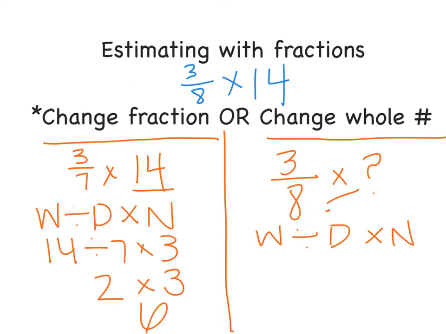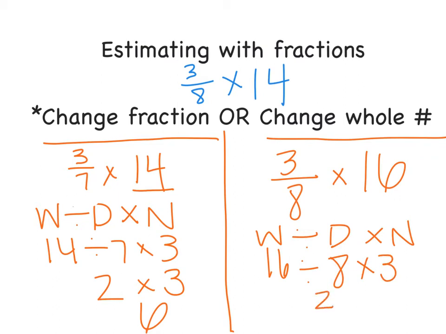So if I changed this whole number from 14 to 16, I could do 16 divided by 8 times 3. 16 divided by 8 is 2, times 3 is 6. Either way, I got 6, so those would both be reasonable estimates.